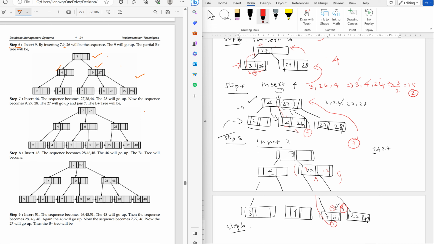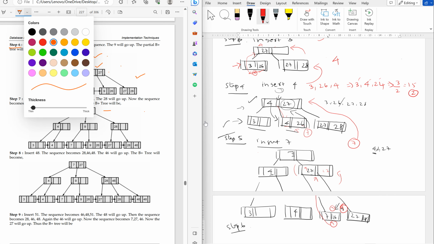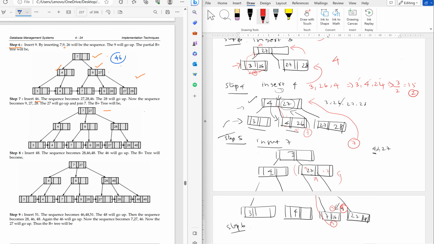And another thing, 46 we are trying to insert. If we take this 46 and try to insert, actually in this node it has to be inserted. Since 46 is greater than 7, we are coming here, and then it is greater than 27 also. So greater than 27, we are coming here. Here already there are two elements, so 46 cannot be inserted.